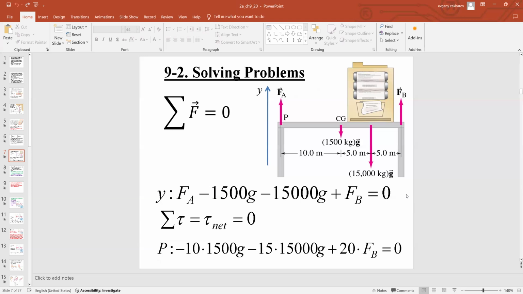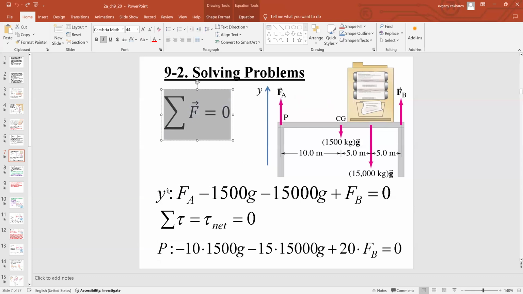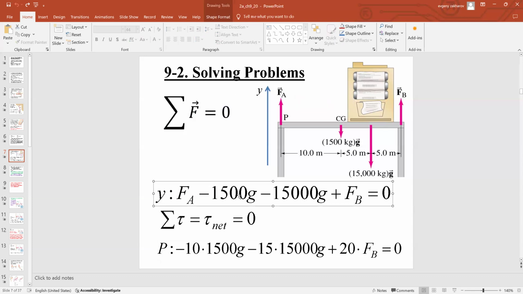This is your general approach for any kind of problem in statics. You say balance of forces and use some kind of a component that makes the most sense, maybe both components. And then balance of torques, once again, with respect to any point that can be the axis of rotation. And you have to be very clever with the choice of that point.